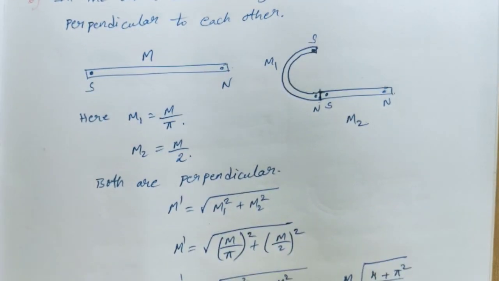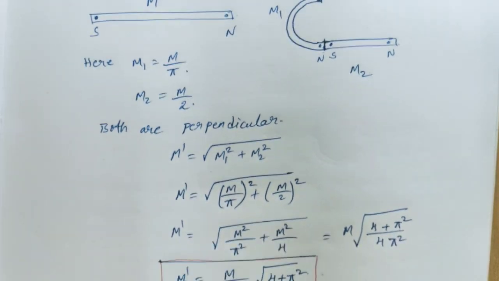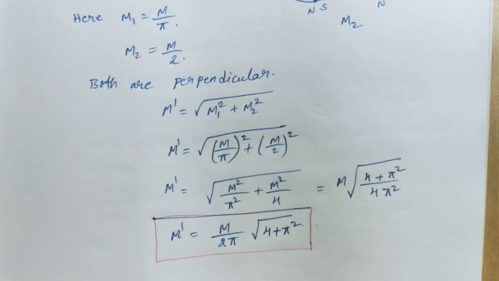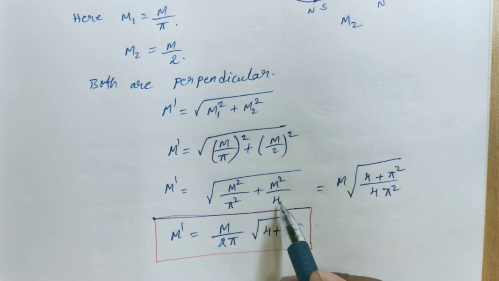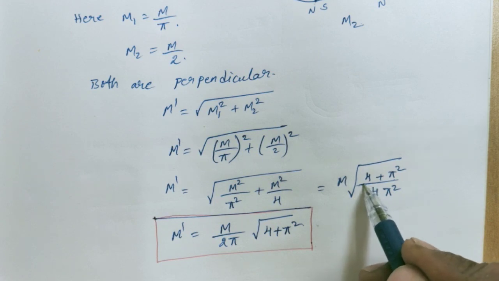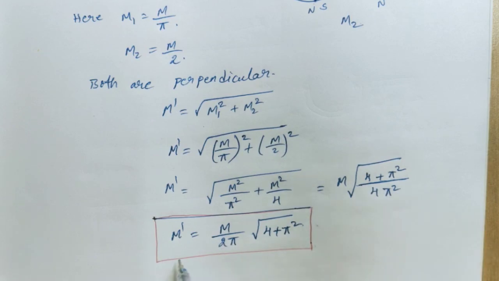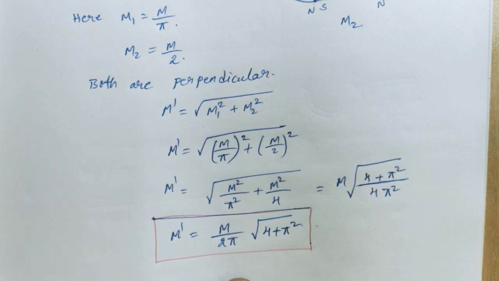These M1 and M2 are perpendicular to each other. In that condition, we know very well the resultant M dash is equal to root over M1 square plus M2 square. So M dash is equal to root over (M by pi) whole square plus (M by 2) whole square. By calculating, we get M square divided by pi square plus M square divided by 4, under the square root. Overall M will come outside. By taking LCM inside the square root, we get (4 plus pi square) divided by 4 pi square. On simplification, finally M dash value is equal to M divided by 2 pi into root over (4 plus pi square). These applications we may observe in competitive exams only.